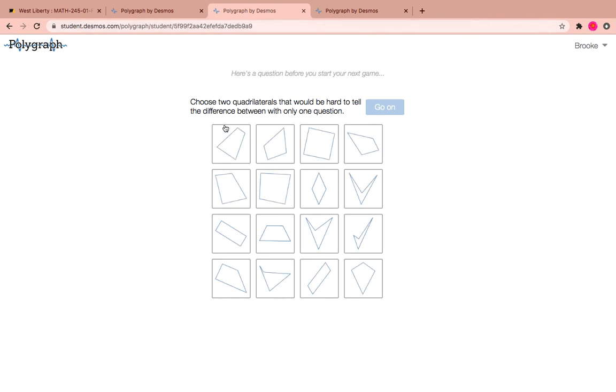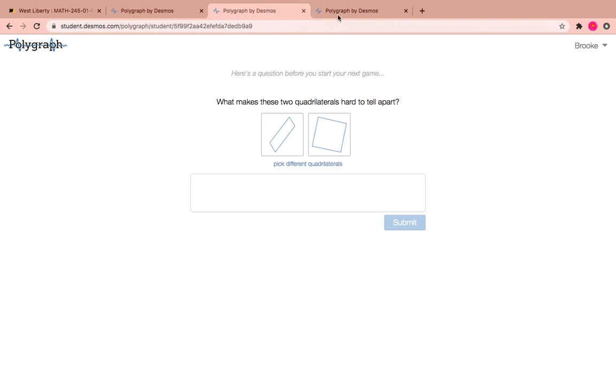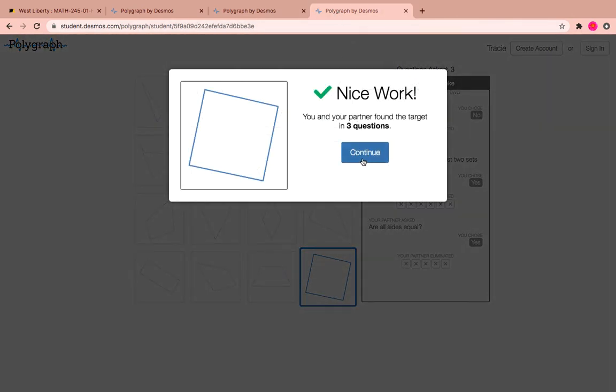So it's just going to end by telling you just a little question to go over. Choose 2 quadrilaterals that would be hard to tell the difference between. And I'm going to go ahead and skim through these. And I'm just going to go ahead and pick our square and our rectangle and go on. And it's just going to keep asking questions, and it's going to tell our partner that we're finished, and it's going to take you into your next game.